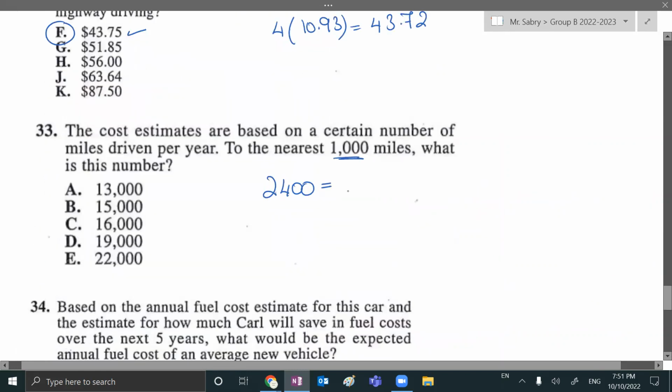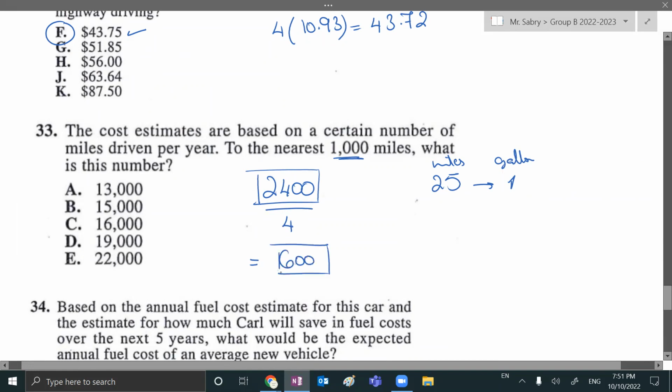It's 25 miles per 1 gallon. So I'll just use the same rate, 25 miles per 1 gallon. I paid a total of 2,400, and I know that each gallon costs 4. So if I divide this by 4, I'll know the number of gallons that they're talking about. 2,400 divided by 4, that is 600 gallons.